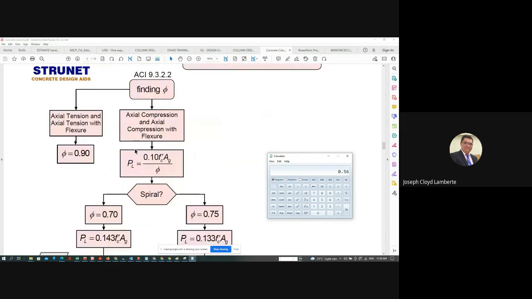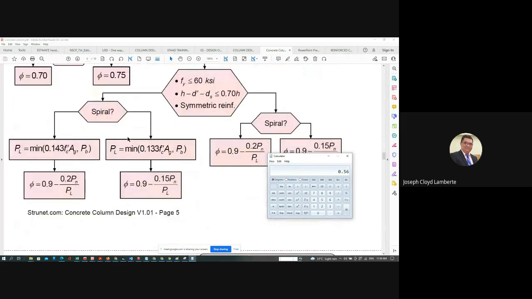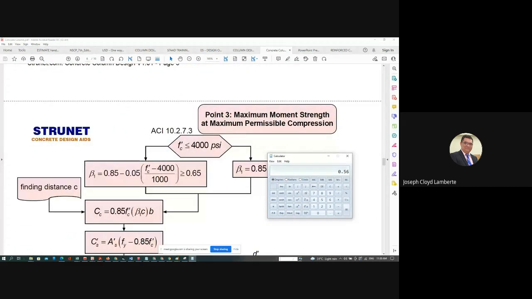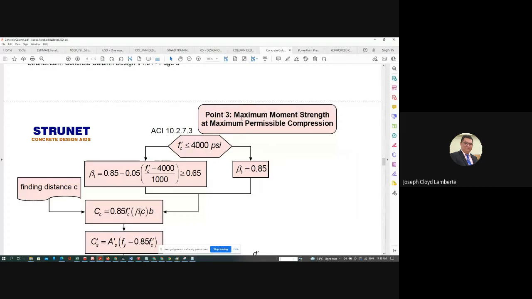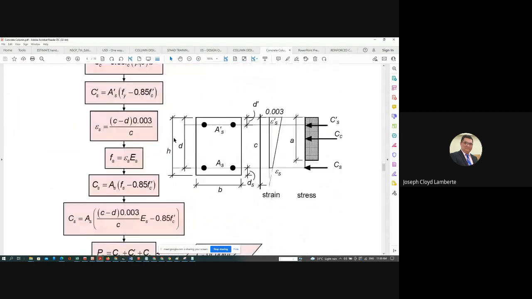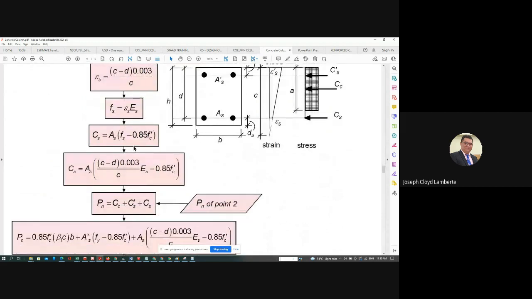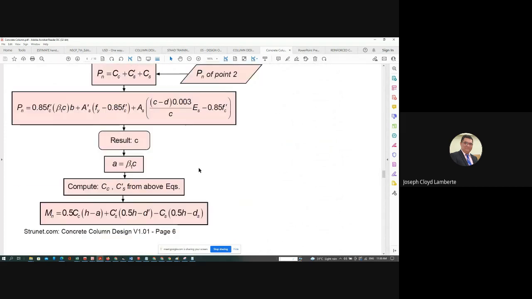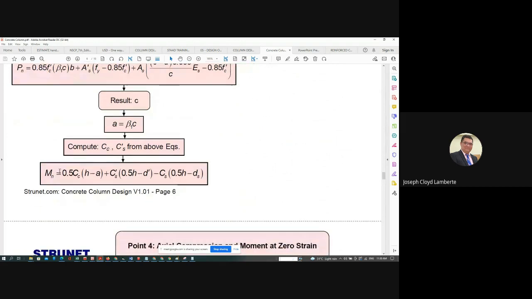Finding reduction factor, mausap niya ang iyang flowchart. So mahimuan mo ni og programming actually, kay mga if daghan dia class. And then at point 3, so na kay maximum moment at maximum permissible compression. So given natin yung maximum permissible compression, ang imo na lang kuha din niya ang moment na lang. So makuha nimo ni. We can discuss this one to the details next meeting. So na lang kay PN. So makuha na nimo ang imong moment no.